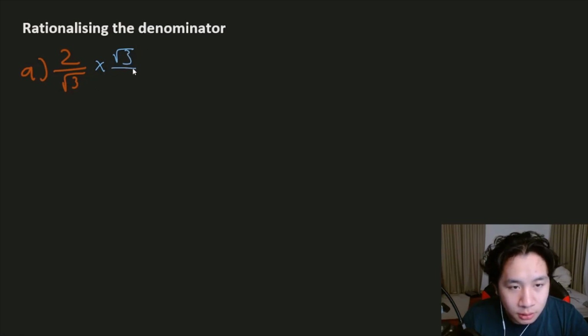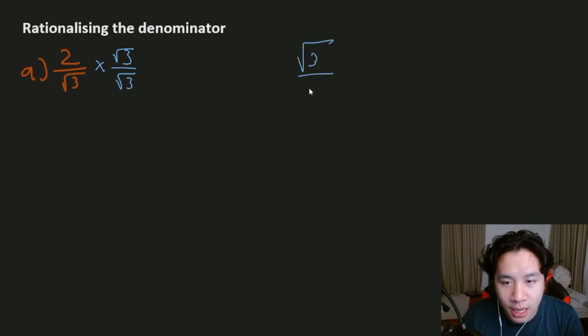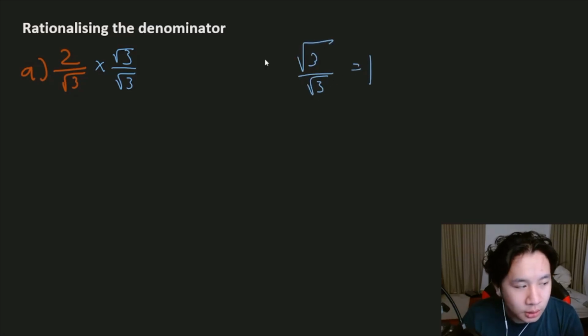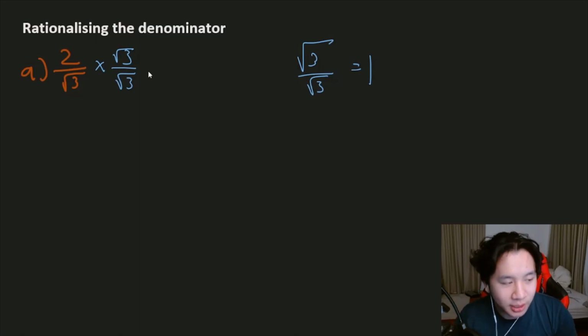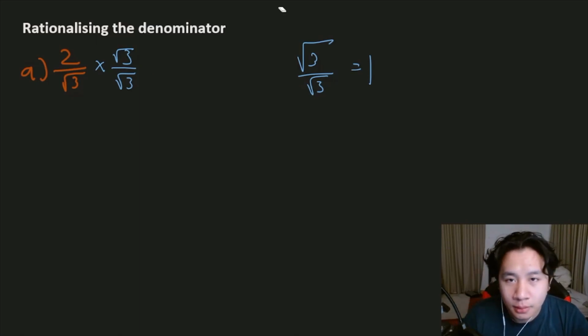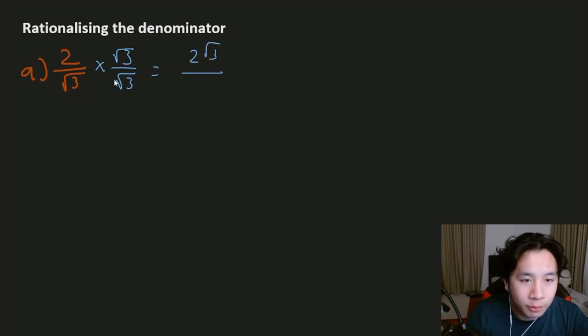So we have root 3 over root 3. Okay, and I multiply both sides by root 3 because if you think about it, anything divided by itself is equal to 1. And so this is saying 2 over root 3 times 1, which doesn't really change the logic of it, okay? So this is equal to 2 times root 3, that is 2 root 3. And then root 3 times root 3, that is just going to be 3.